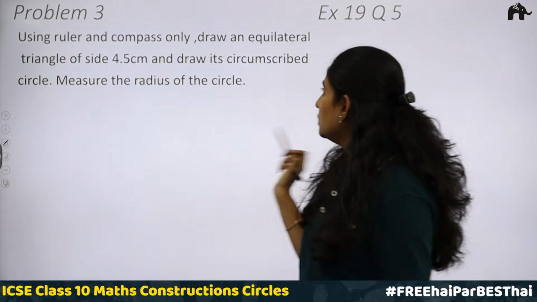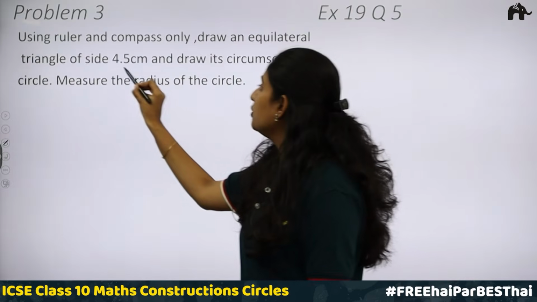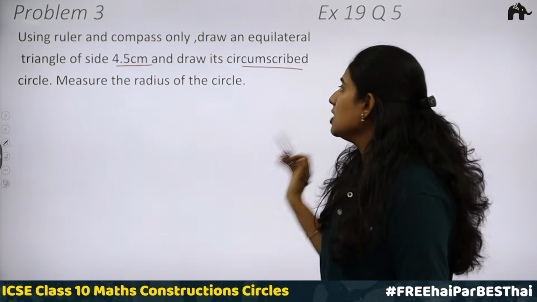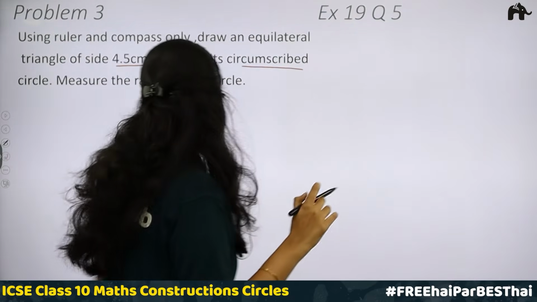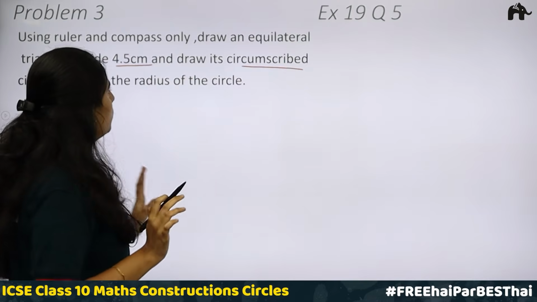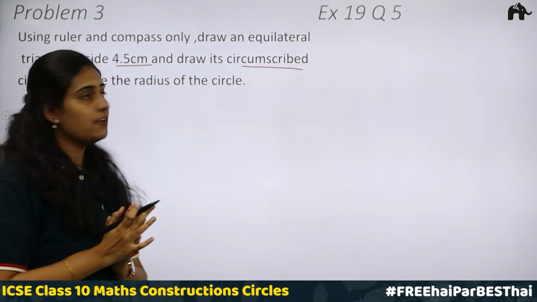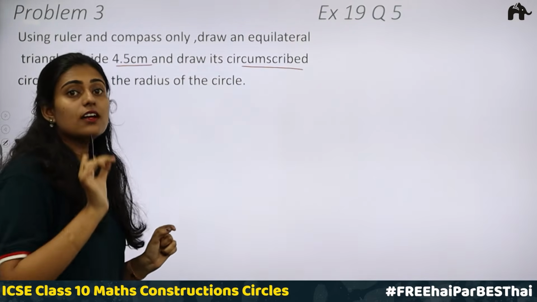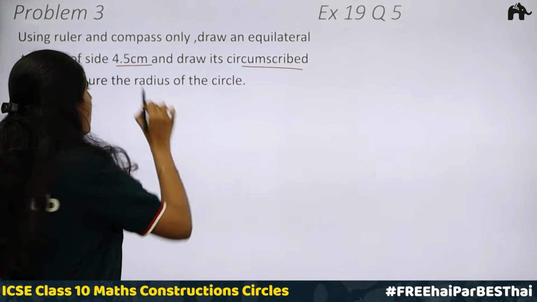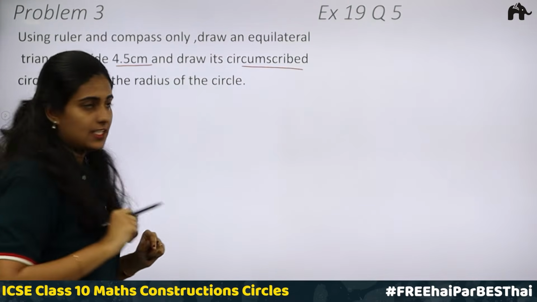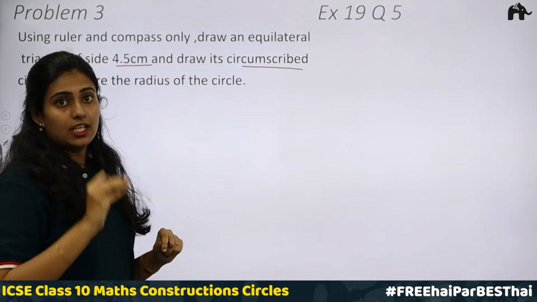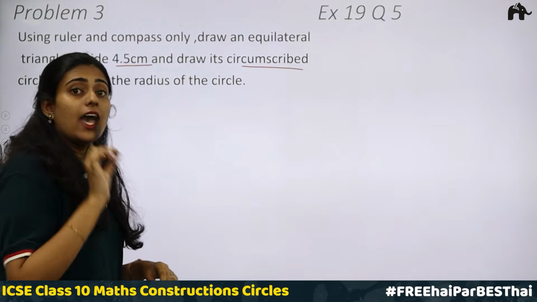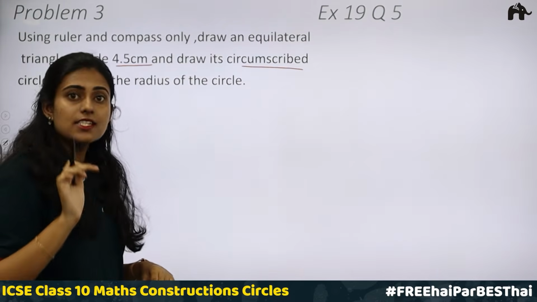Using ruler and compass only, draw an equilateral triangle of side 4.5 cm and draw its circumscribed circle. Measure the radius of the circle. Okay. So first we have to construct an equilateral triangle of side 4.5 cm. What is an equilateral triangle? An equilateral triangle is a triangle whose sides are all equal. Here all sides should be 4.5 cm. Also, each angle measures 60 degrees. All the angles are equal, all the sides are equal, and the measure of each angle will be 60 degrees.